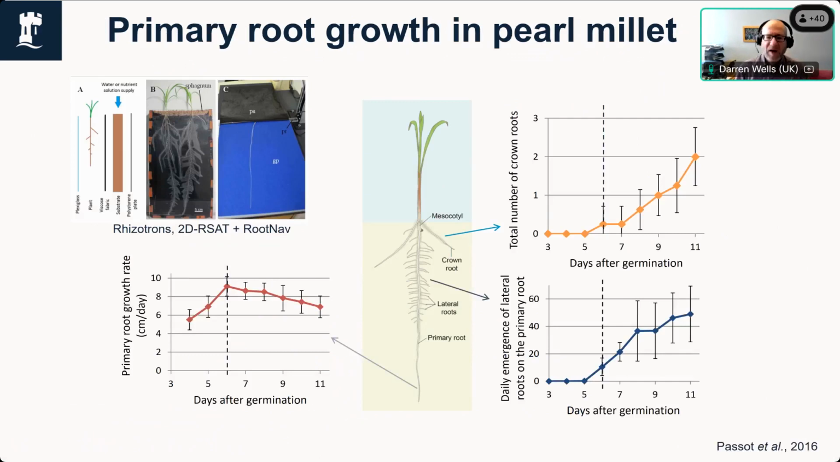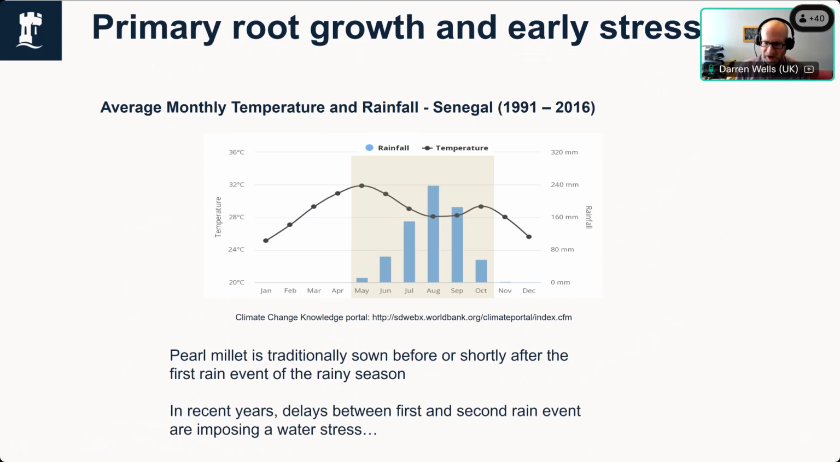And if we look at the climate where millet is grown, it's those parts of West Africa, and this is for Senegal, which I'll talk about mainly from now on. It has a defined rainy season where almost all the rain comes. And the way millet is grown, it is traditionally sown just before or just after the first rain event of the rainy season. And that gets germination out of the way. And then we're waiting for the second rain event to really kick off the growth.